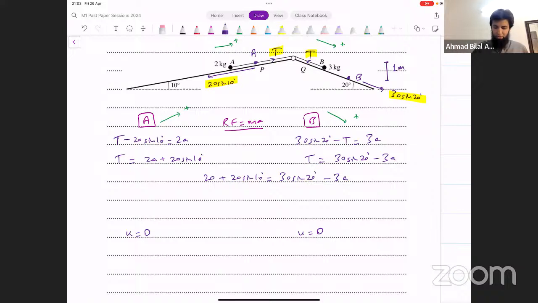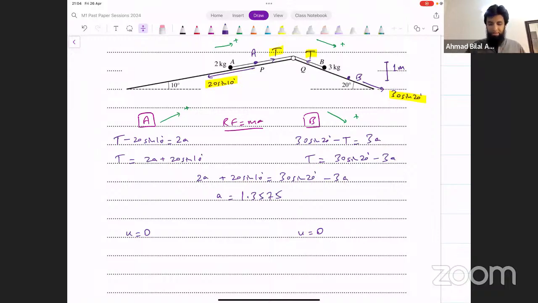We can find the value of acceleration from this. T equals 2a plus 20 sine 10, and T equals 30 sine 20 minus 3a. Equating them, 2a plus 20 sine 10 equals 30 sine 20 minus 3a. That will give us 5a equals 30 sine 20 minus 20 sine 10. Let's calculate this and divide by 5. Acceleration is turning out to be 1.3575.